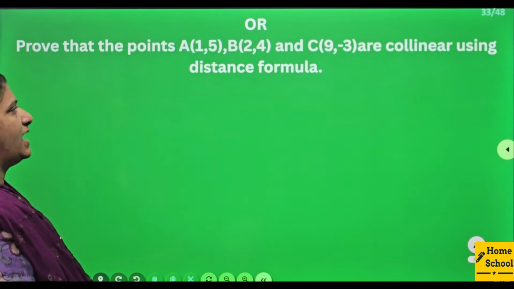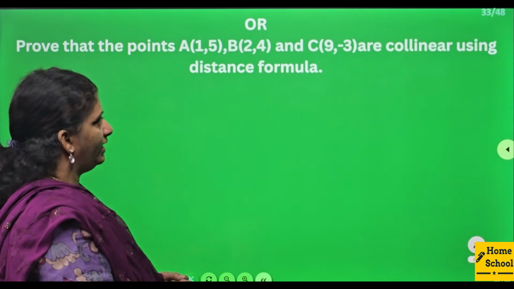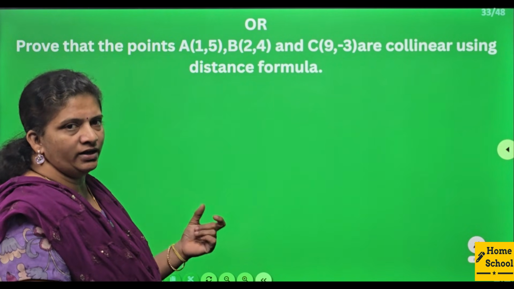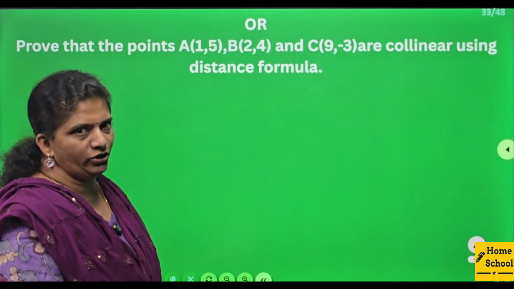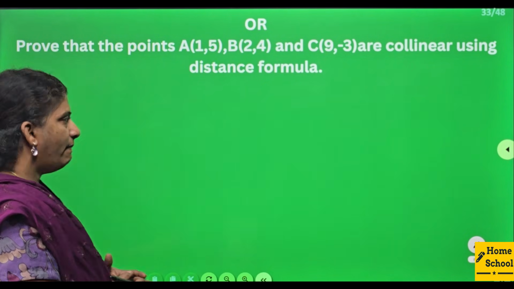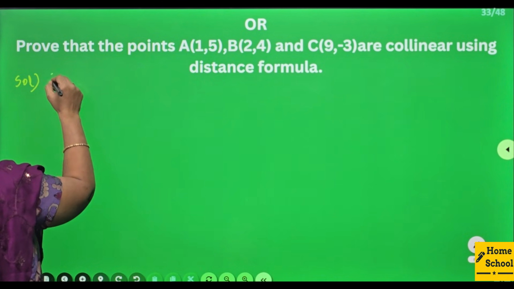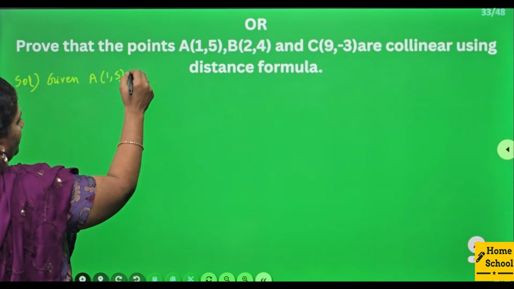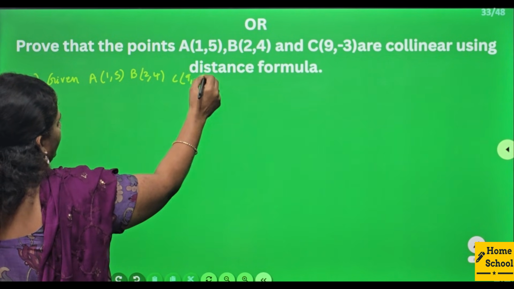In this, we have one more OR question. Prove that the points A(1, 5), B(2, 4) and C(9, -3) are collinear using the distance formula. They have said they are collinear. Collinear means the sum of any two sides' distances is equal to the third side. You need to prove it. Okay, first let me find the distances AB, BC, CA by using the distance formula. Given, the coordinates are A(1, 5), B(2, 4), C(9, -3).